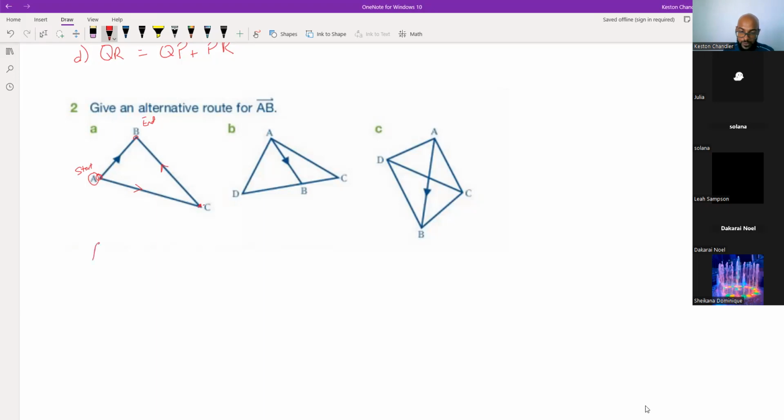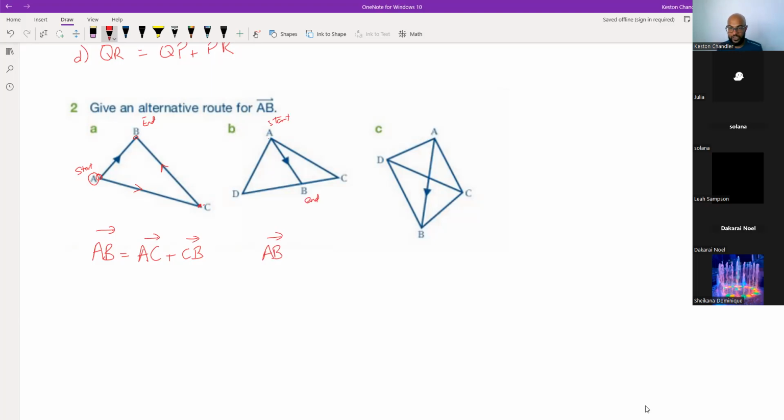So AB, going from A to B, could also be achieved by going from A to C and then starting from C and going to B. Is that clear to everyone? Let's look at it here again with B. We want to go from A and get to B. So this is our start and this is our end. But how else could we start at A and get to B?